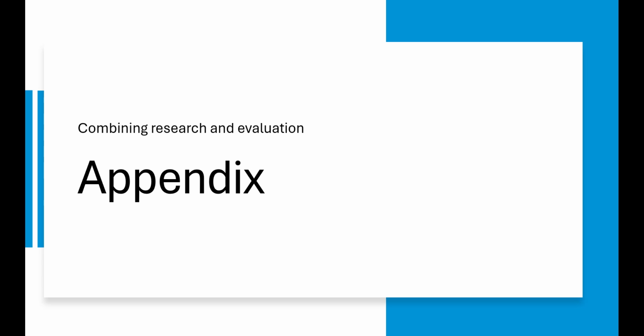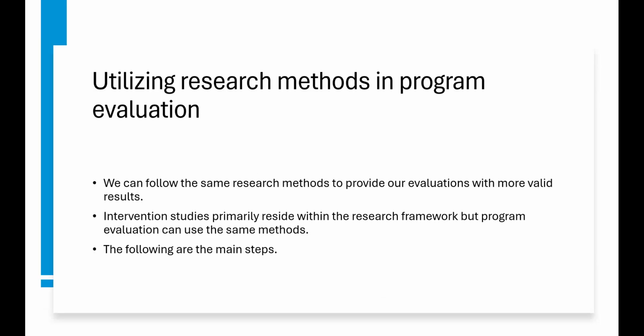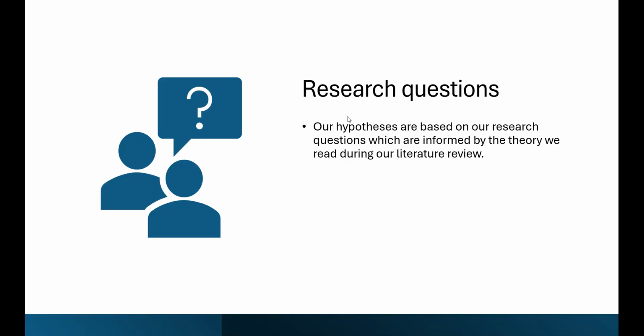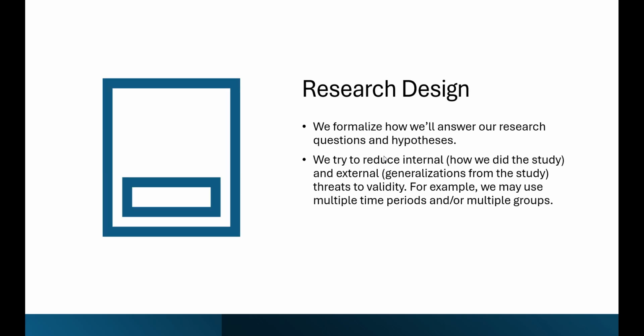So let's cover combining research and evaluation. In this slide, we see that we can follow the same research methods to provide our evaluations with more valid results. Intervention studies primarily reside within the research framework, but program evaluation can use the same methods. The following are the main steps. We first want to come up with research questions or study questions. Our hypotheses are based on our research questions, which are informed by the theory we read during our literature review.